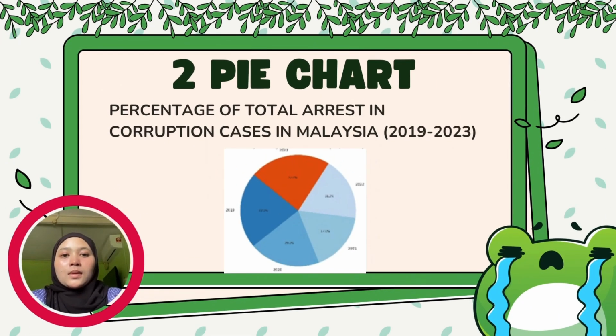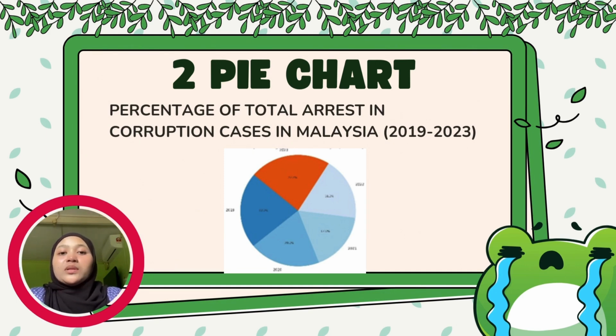So next, I will present the second pie chart. This pie chart shows the percentage of arrests related to corruption cases in Malaysia from 2019 to 2023. Each slice of the chart represents how much each year contributed to the total number of arrests during these 5 years. In 2019, about 22% of the total arrests happened. This could mean that anti-corruption efforts were strong that year with more focus from both the public and the authorities.